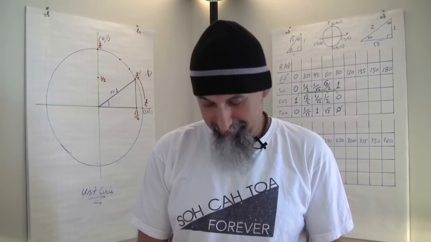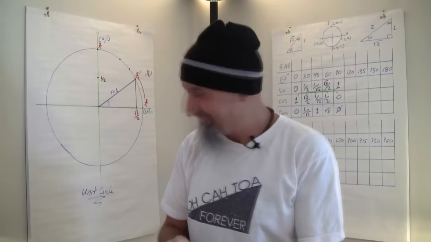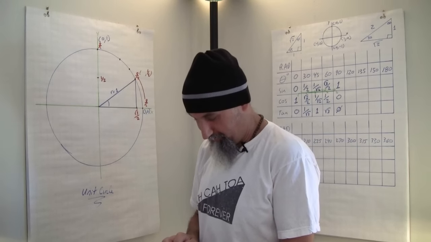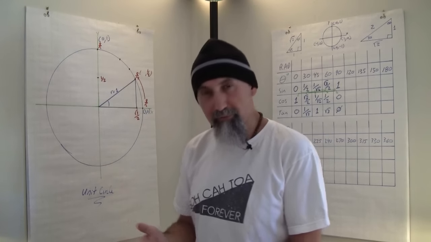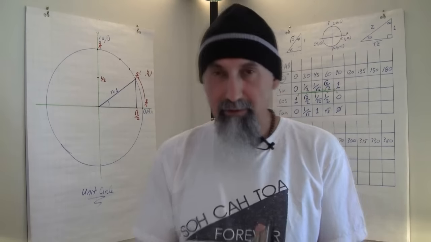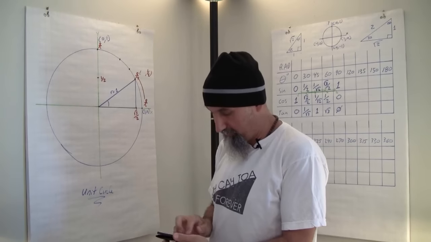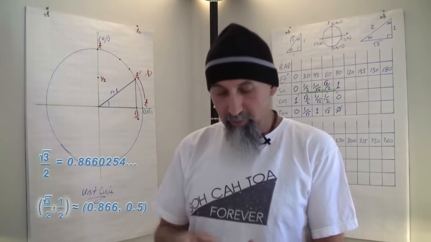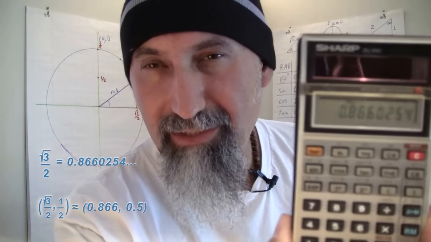Let's bring out the trusty solar calculator again, right? This thing keeps on ticking. So 3 square root, where's my square root? There it is. Square root of 3 divided by, so square root of 3 is 1.73, right? 1.73. So that's what the square root of 3 is. Divide that by 2, is 0.8660 dot, dot, dot, repeating, right? So that's just that number.